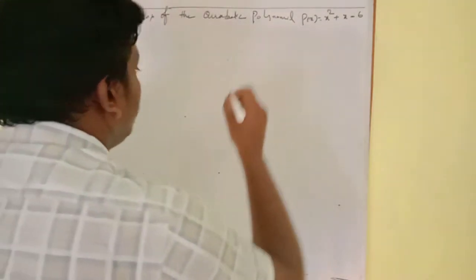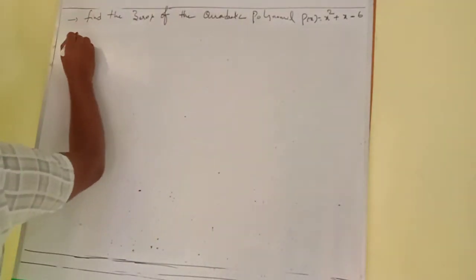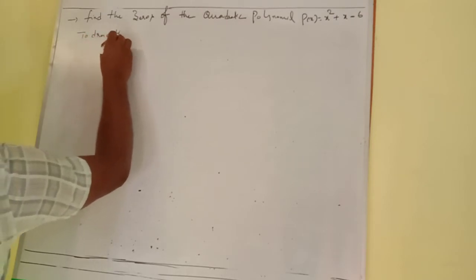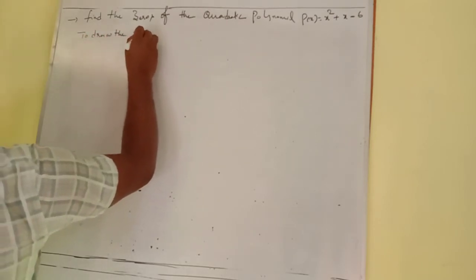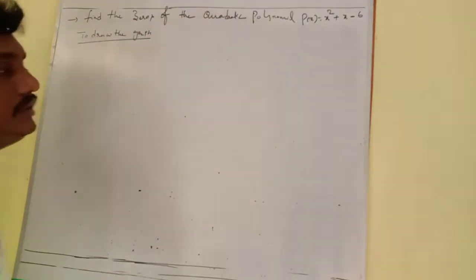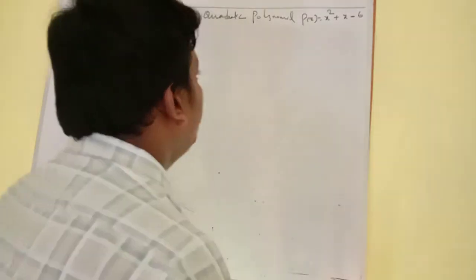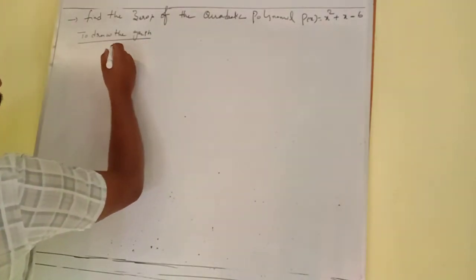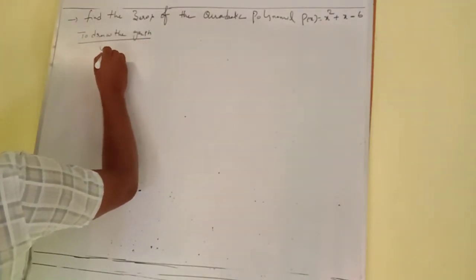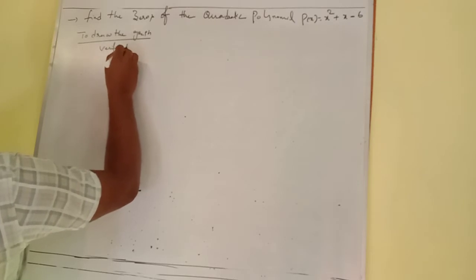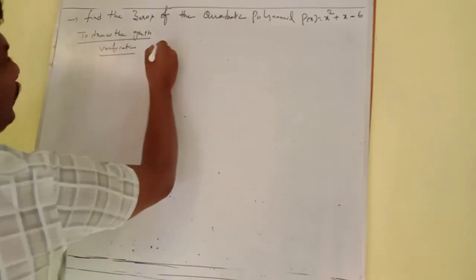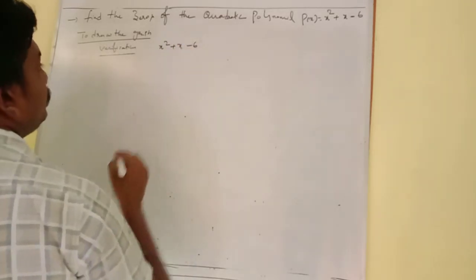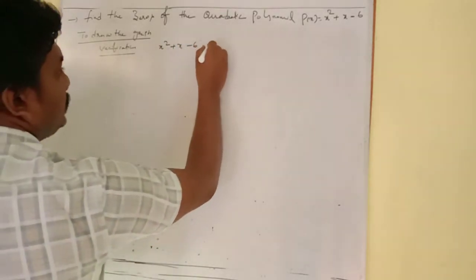Now, to draw the graph, first we have to verify this by the algebraic method. So what is given? First, verification. x square plus x minus 6. So keep this value as 0.